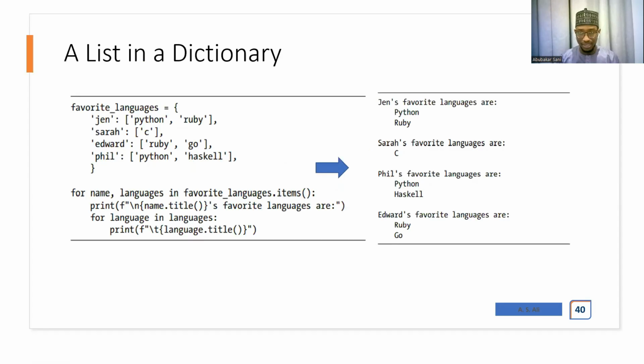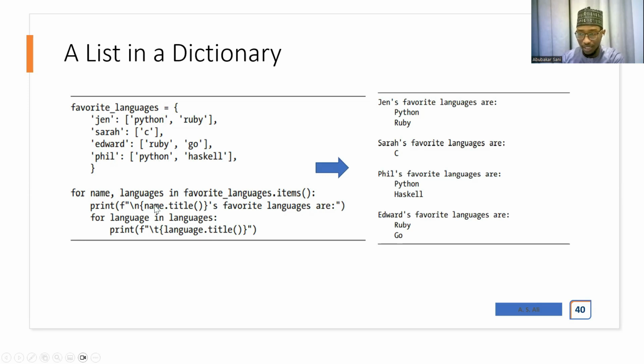Look at another one. This is a list in a dictionary. Okay. So we have a dictionary here. We have keys, which are names of my friends, and each of them has their own favorite programming languages. For example, Jane, she likes not just Python, but she also likes Ruby. Okay, she can like maybe other programming languages as well. Sarah only likes C. Edward likes Ruby and Go. Phil likes Python and Haskell.